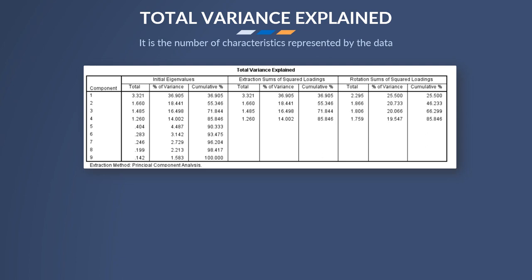For instance, in this table, we can see that the first 4 components have a value of 3.321, 1.660, 1.475, and 1.260, which are meeting our qualifying criteria. Now, since the rest of the elements in this table do not have a value of more than 1, they do not qualify as components. The other 2 tables, which are extraction sum of squared loadings and rotation sum of squared loadings, are not looked at because they just reveal the number of components and nothing else.